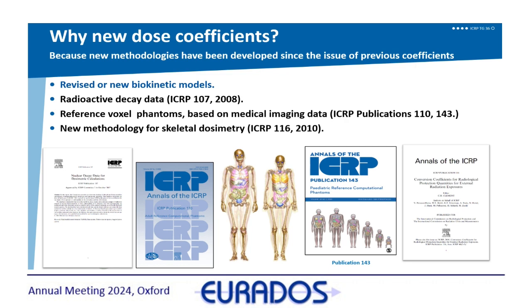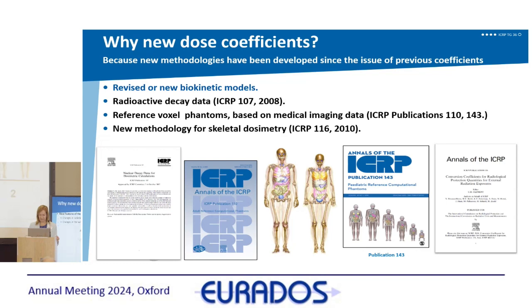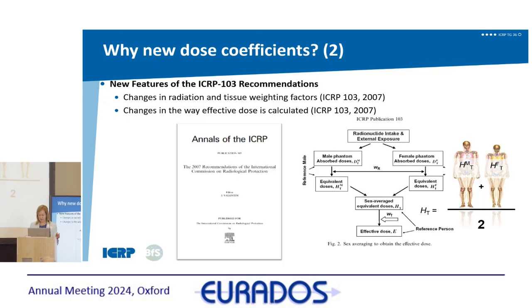The phantoms are used for the calculations of the specific absorbed fractions, which is the main dosimetry quantity for estimating the doses. And there is also considerable progress in estimating the dose for the skeletal tissues. Also, new tissue weighting factors, radiation weighting factors, and the male and female averaging.